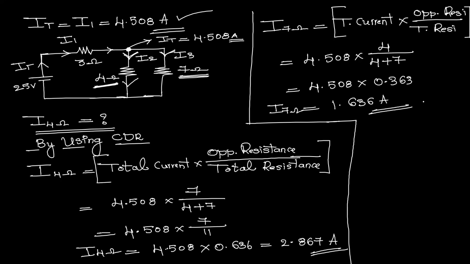It means we got the current flowing in 3 ohms, that is I1 or IT, both are the same because these two currents are flowing in 3 ohms only. So IT or I1 equals 4.508 amperes is the current flowing in 3 ohms, and with the help of this current available at the junction point, by using the current division rule we got the current flowing in 4 ohms, and by using the current division rule we got the current flowing in 7 ohms. Okay, so like this we need to find the value of currents flowing in the individual branches of any network.